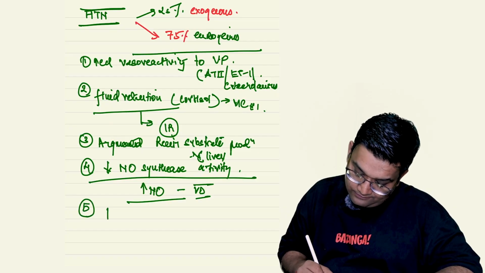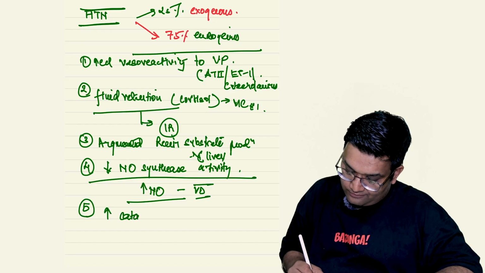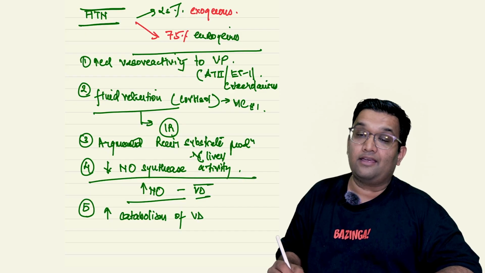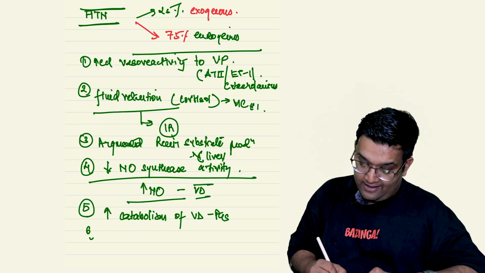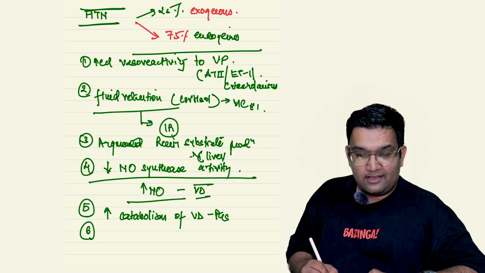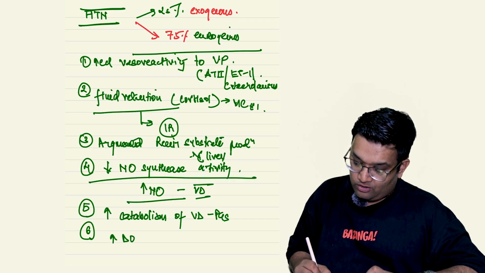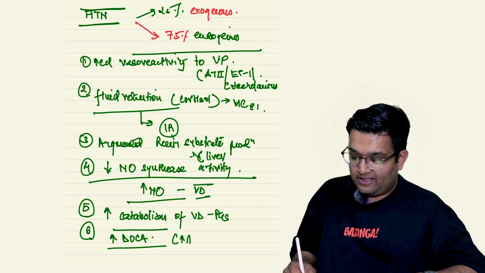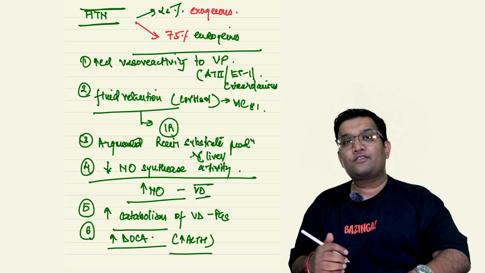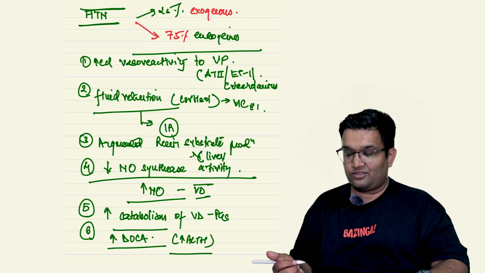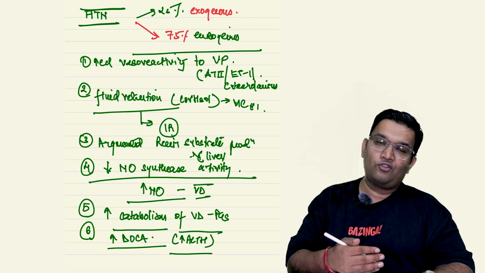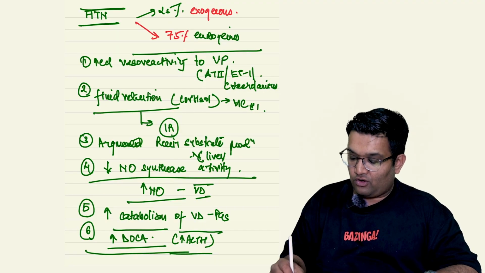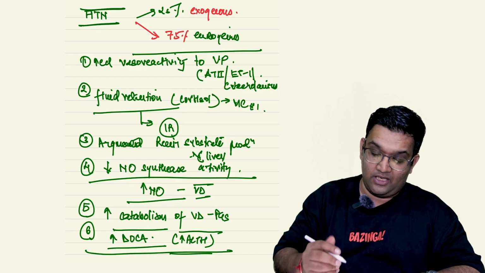Increase in the catabolism of vasodilatory prostaglandins, and there is an increase in the DOCA, deoxycortisol, because of ACTH increase. We all know, in case of CAH with 11 beta hydroxylase deficiency, this is what gets accumulated. This will cause a further increase in the hypertension. This all will cause an increase in the BP.